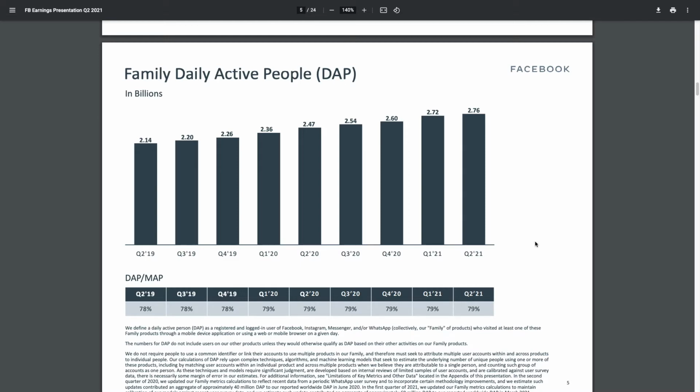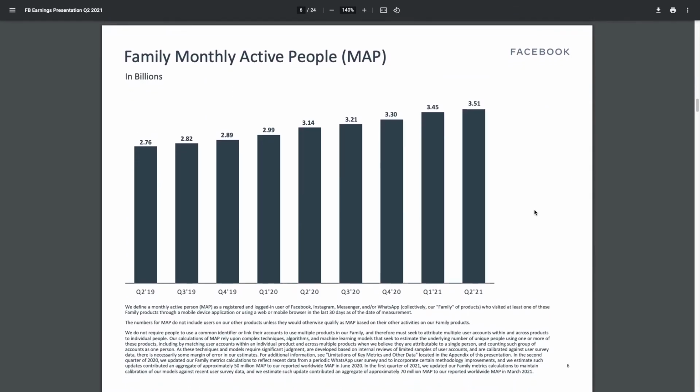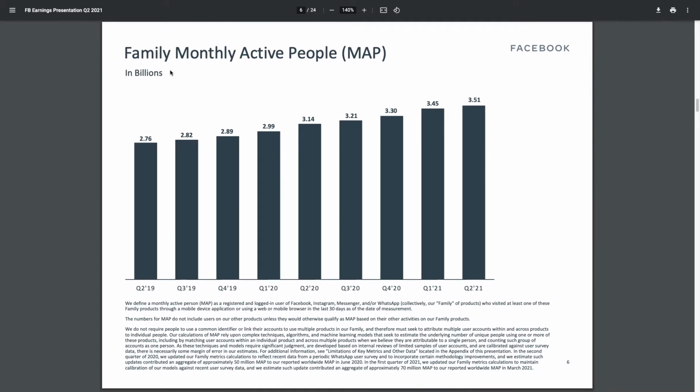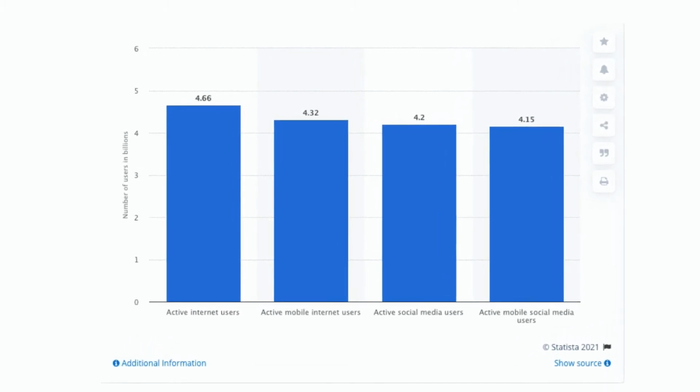And you can see that this is showing an increasing trend. And now the most staggering one I find is the family monthly active people. So this is someone who uses one of the apps at least once a month. And that's 3.51 billion. And I had a quick look at the number of people using the internet, and across the globe it's thought to be about 4.66 billion.